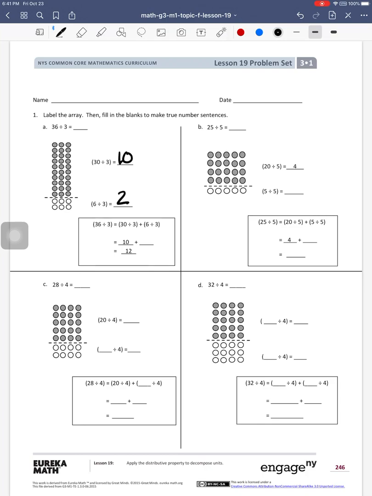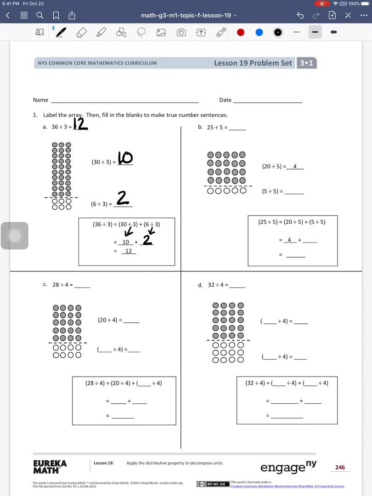So 36 divided by 3 equals 30 divided by 3 plus 6 divided by 3. So we got 10 from 30 divided by 3. And 6 divided by 3 is 2, so that is where we get that. 10 plus 2 equals 12, so 36 divided by 3 equals, right, 12. Now let's move over to B.